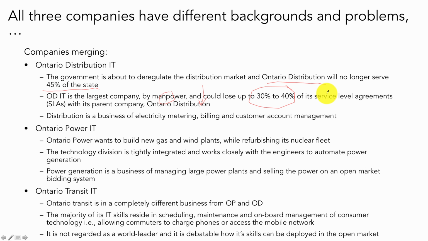So for those of you not familiar with distribution, imagine you have a power plant somewhere far away. The power plant then takes the electricity to a transmission line, which transmits it over big distances to a city. And once you get to the city, the power goes from a transmission line to a distributor, who then, I don't want to get into technical terms, but who then transmits it to different homes and businesses. So you've got a generation side, GX, you've got a transmission side, TX, and you have a distribution side, DX. Ontario Distribution is dealing with that side of the business.